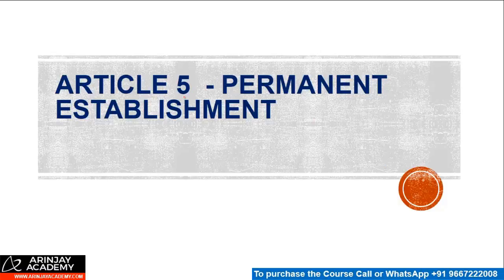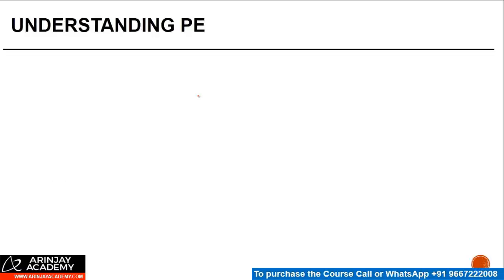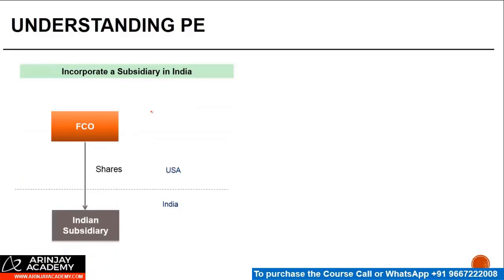Article 5, Permanent Establishment. Now, what happens is that, and maybe let me explain this to you by means of an example. Wherever there is a foreign company or a non-resident, we keep on using the word foreign company, but the idea is we're talking about a non-resident. So whenever a foreign company wants to operate in any other country, right? So in this case, we have a US company which wants to operate in India.